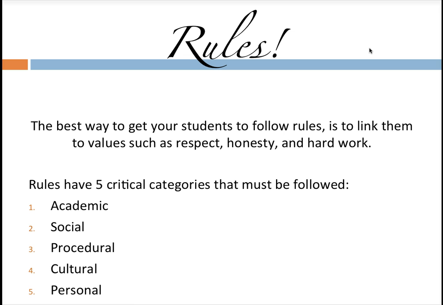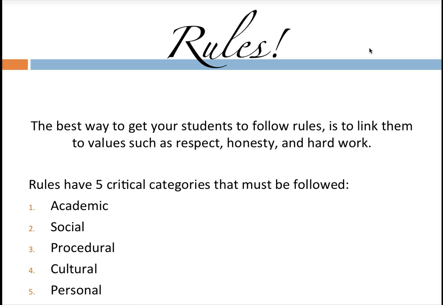Kirwan also discusses that there are 5 critical categories that must be followed regarding rules. The first is academic, which are rules and expectations that relate to learning, such as homework, class participation, cheating, and interruptions. The next one is social, rules and expectations that are related to the student and other students' behavior, such as put-downs, technology, and fighting.